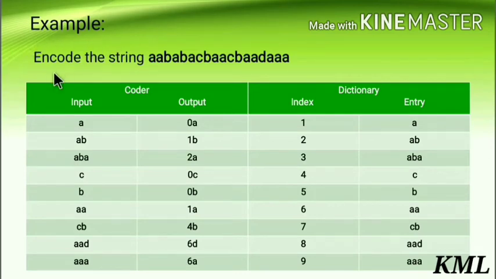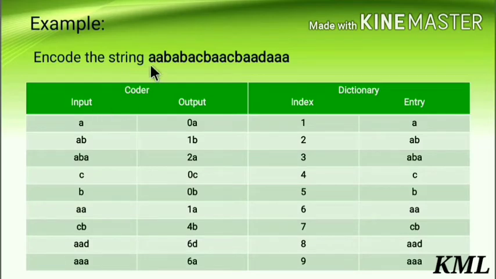So here I have an example. Encode the string ABA, BAC, BAC, BAD, AAA. So make one table with two columns, coder and dictionary, and two subcolumns for each: input, output, index and entry. Now in this dictionary, each entry has an index associated with it. Okay. So this is your input and this is output.